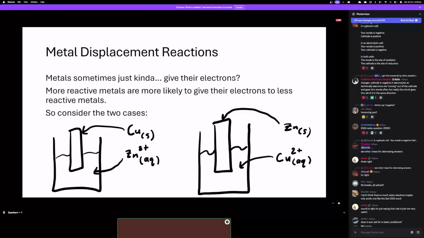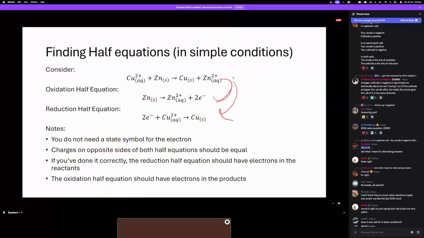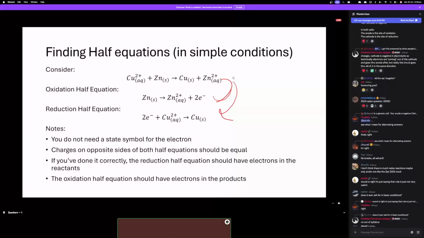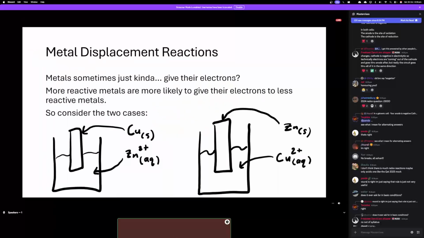Metal displacement. We kind of already saw that. I had an example earlier, with copper and zinc. Zinc can kind of just give its electrons away, right? It just does that. And the way it does that is kind of special.